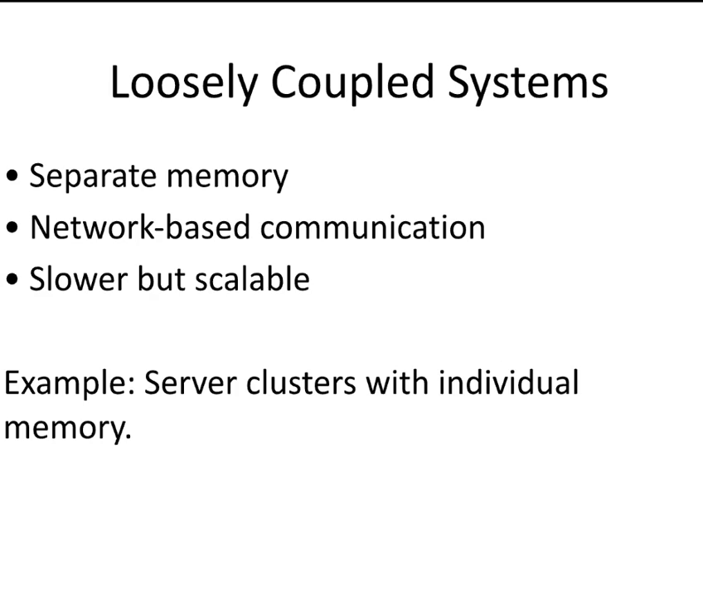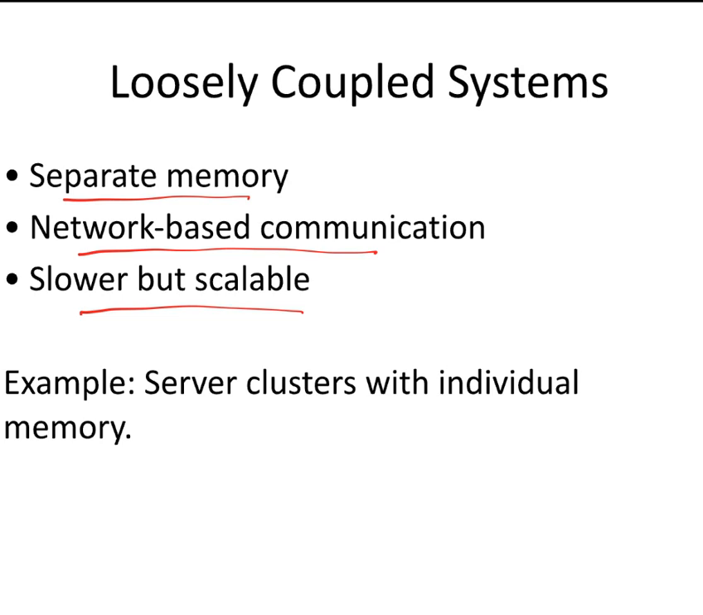Next we have the loosely coupled system. In a loosely coupled system, each processor has its own local memory, separate memory, and it communicates with the others over a network. So we can say that it's network-based communication. These systems are also called distributed systems. Though the communication is slower, the system is very scalable and more fault tolerant.